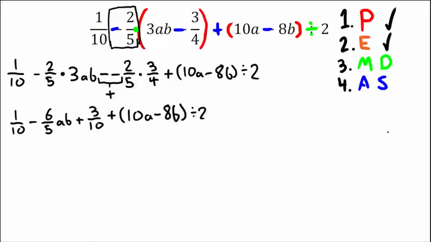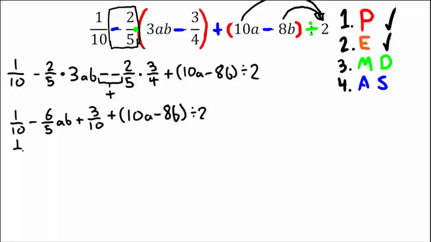Alright, now we have this division right there. Can you guess what we have to do now? That's right, we have to do another distribution. This time it's a distribution with division. So we're just going to distribute the 2 to this, the 2 to this. So it's going to be like 10 divided by 2, and then 8 divided by 2. Alright, so it's going to look something like this.